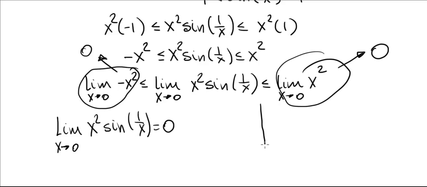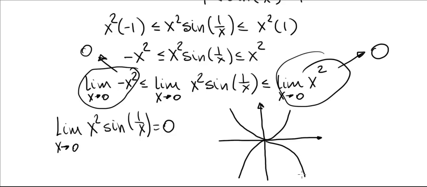Now graphically, if you have a graphing utility, you can graph these functions. We have x squared, which is this parabola, negative x squared, which is a parabola that opens down with vertex at the origin, and then sine of 1 over x. It kind of looks like this. It's always between these two functions. So it sort of does that.